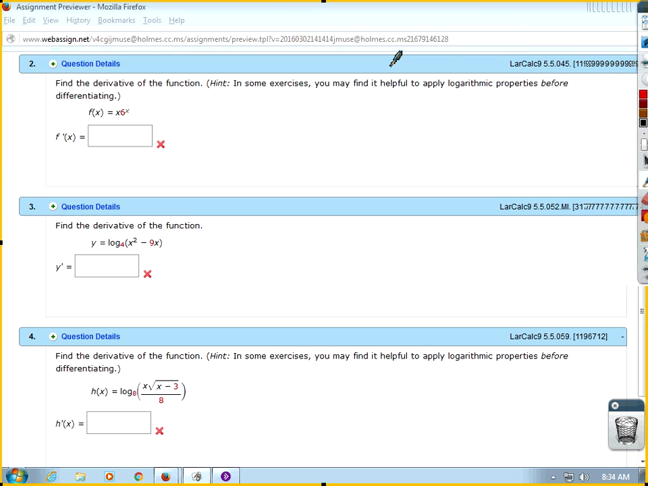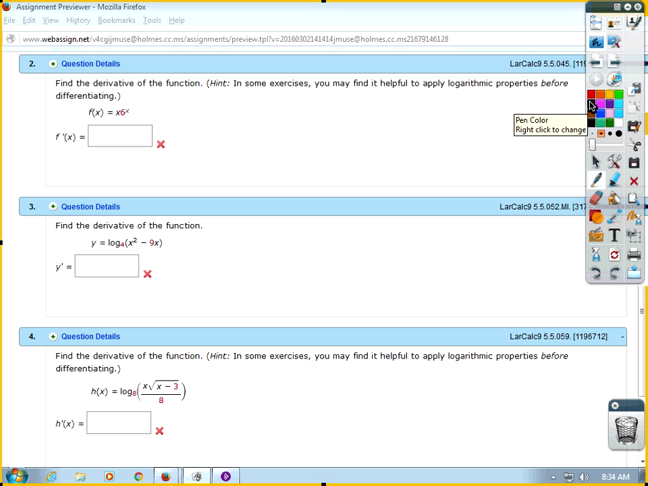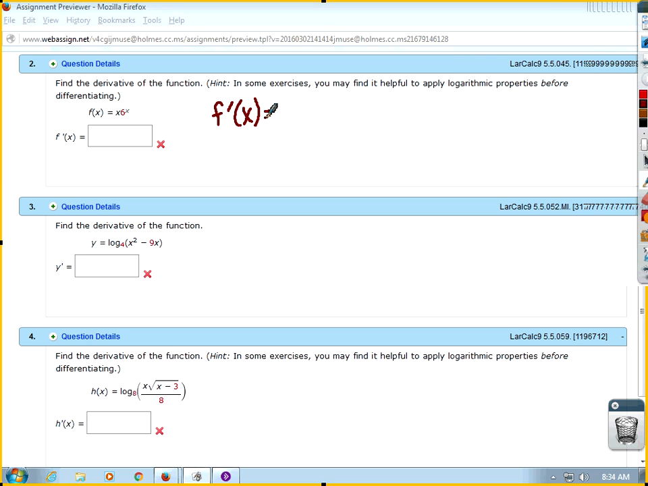So our second problem is x times 6 to the x. So we're going to have to use our product rule. All right, so f prime, we have high d low, so that's going to be the first times the derivative of the second, or d low, and that's natural log of 6 times 6 to the x, and then plus low d high, which would be 6 to the x, and then the derivative of x, which is just 1.